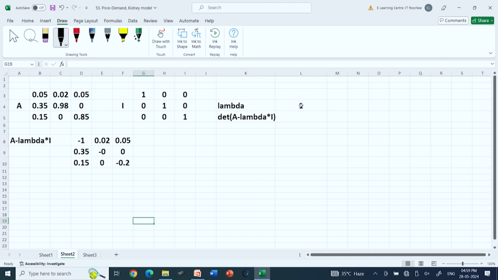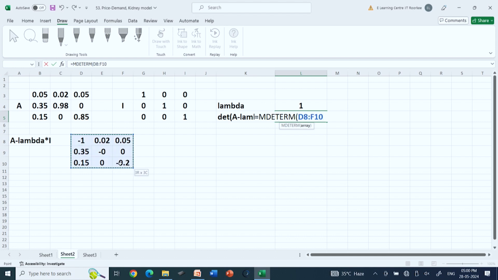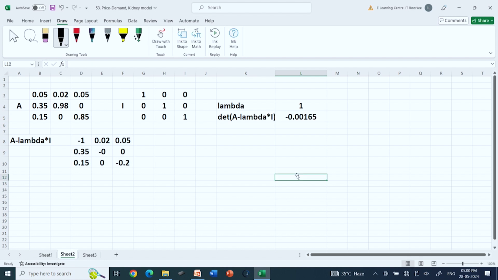The next thing is, I make this as 1 now. Next, I have to calculate the determinant. So this is equal to, the formula is MDET, and you will get this, which calculates the matrix determinant. Double click this and choose the matrix, that is A minus lambda I, this much, close the bracket and enter. So, you have a matrix A, identity matrix I, you have calculated A minus lambda I, which is this matrix, and you have calculated this.